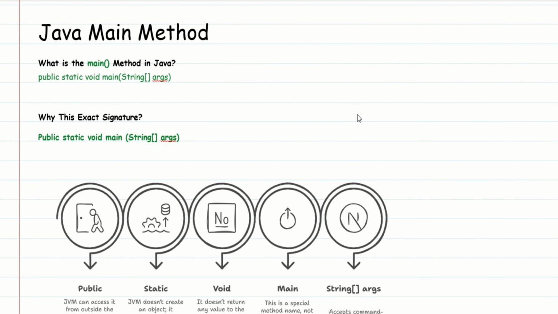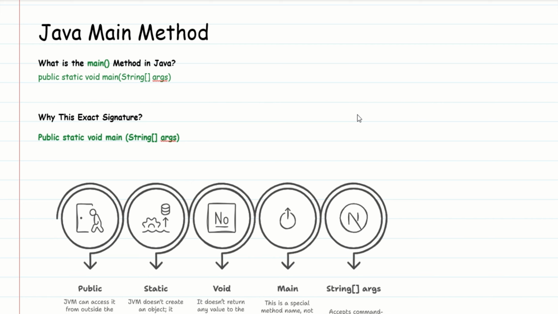So what is the main method in Java? It is the entry point of any standalone Java application. This is the method where the JVM begins execution of the program. So let's break down the main method signature in Java.